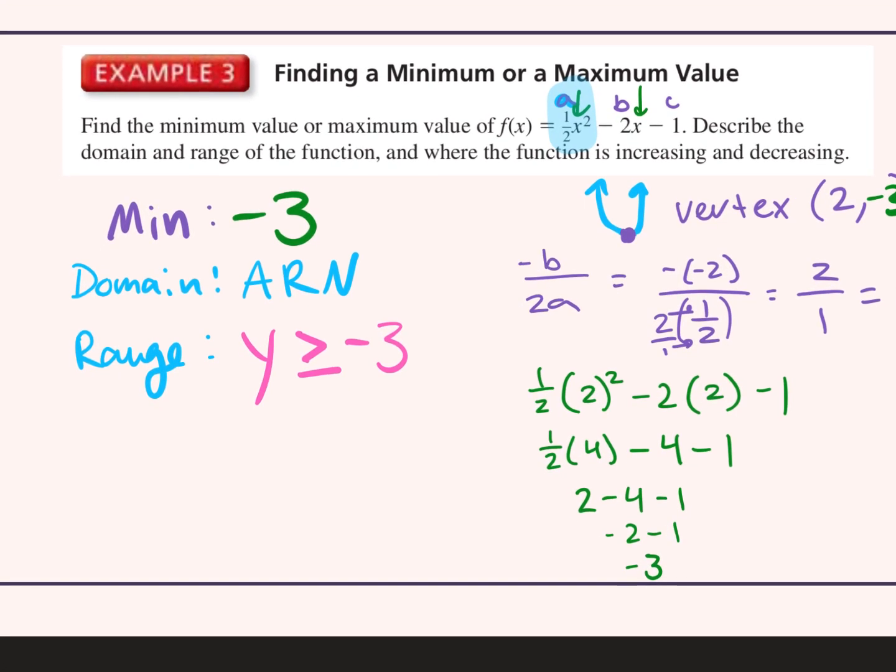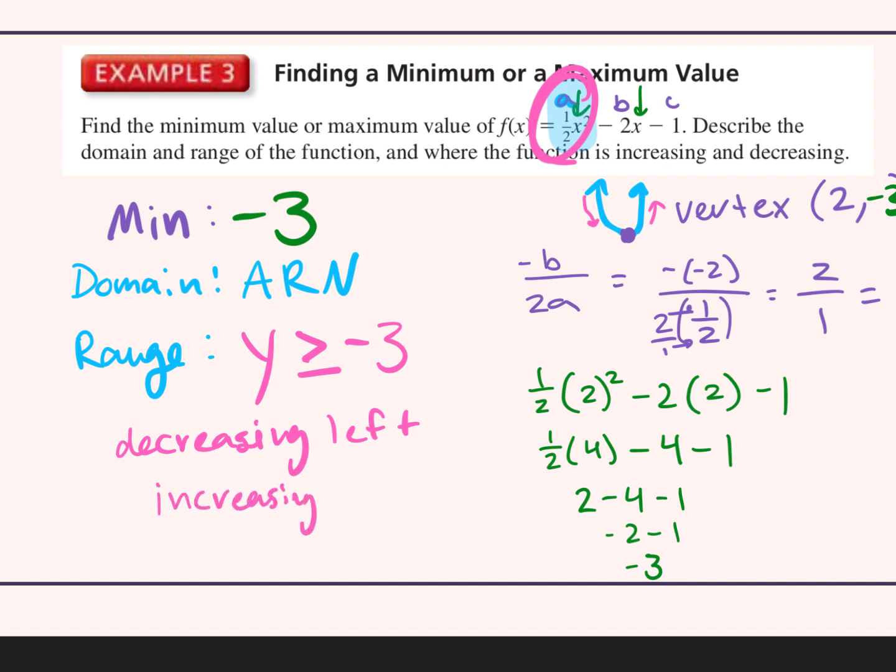Now we're not going to ask you about increasing and decreasing on the test or quiz, but the homework asks for it just because it's going to ask for all of this in one question. So we're decreasing on the left side. So we'd say decreasing left and increasing right. So for the homework, you just put left or right. But we're not going to ask you about that on the test or quiz.